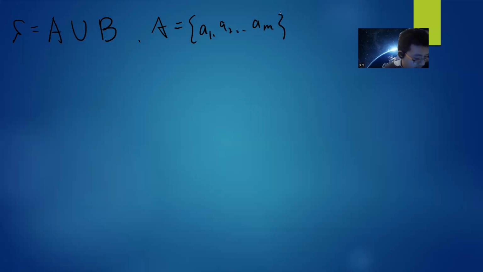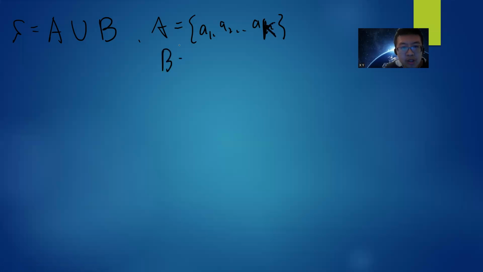Okay, so let's consider S as previous. Let's write S as the union of two sets, A union B. Let's say A is the set of residues which are less than p over 2. Let's say there are K of them.